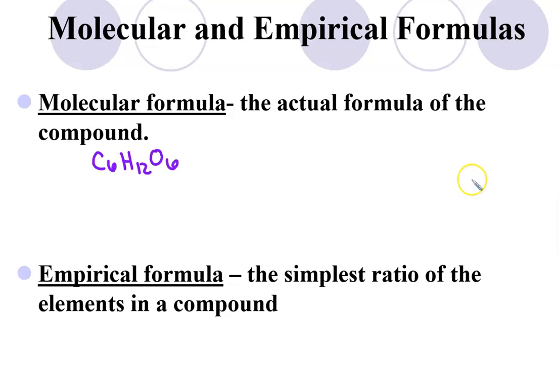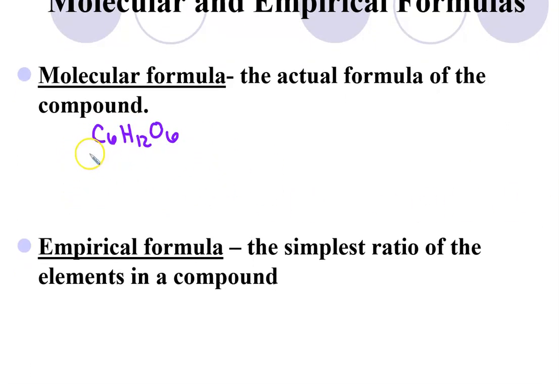But this could be simplified. We could take this formula and we could divide by 6, and what we're going to get is a ratio. We're going to get the simplest ratio, which is known as the empirical formula. So I would get C1H2O1, again, ones we don't write. And so this is the simplified version of that. There are a lot of compounds that have this empirical formula, but glucose has that molecular formula. So molecular, the larger actual formula, the simplified is the empirical.